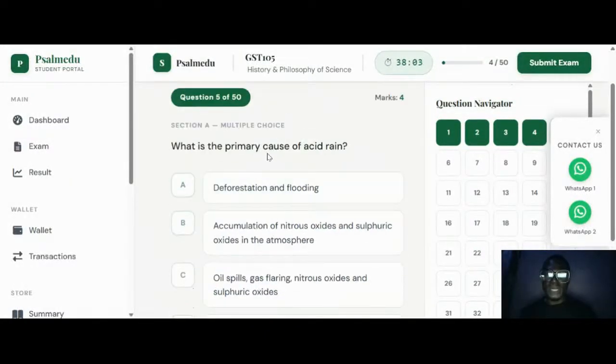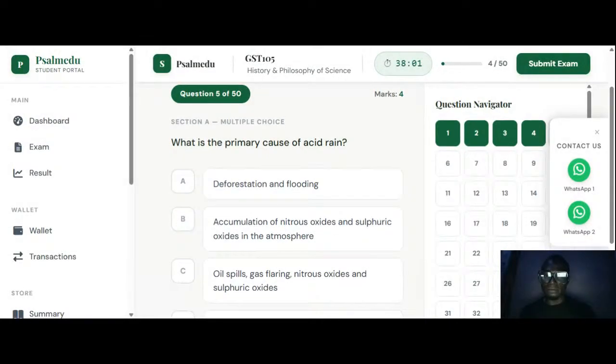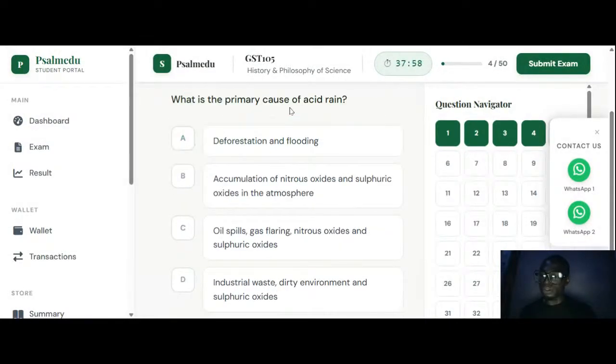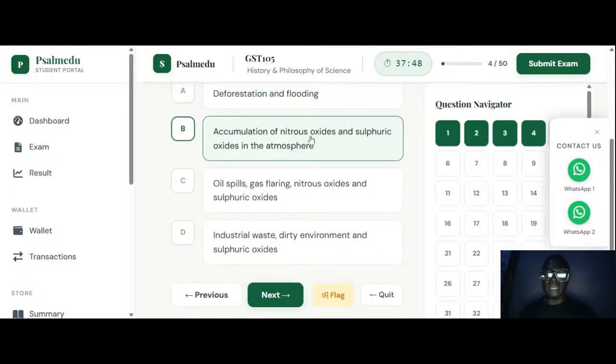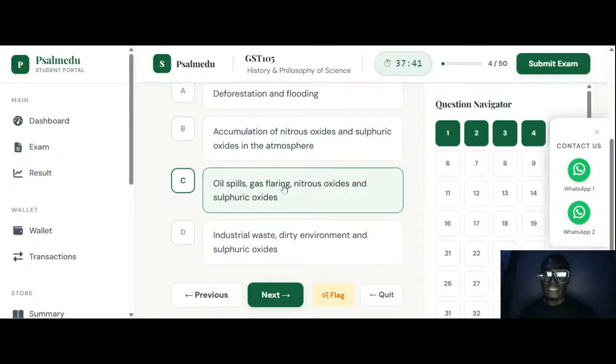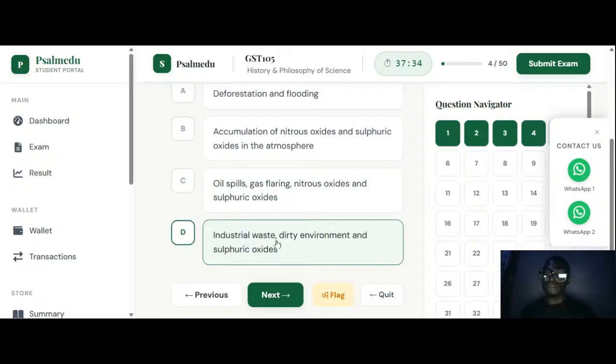What is the primary cause of acid rain? While I'm looking for that, I want you guys to check the meaning of population. Acid rain, is it caused by deforestation and flooding? Is it accumulation of nitrous oxides and sulfuric oxides in the atmosphere? Or is it oil spills, gas flaring, nitrous oxide and sulfuric oxides? Or is it industrial waste, dirty environment, and sulfuric acid?